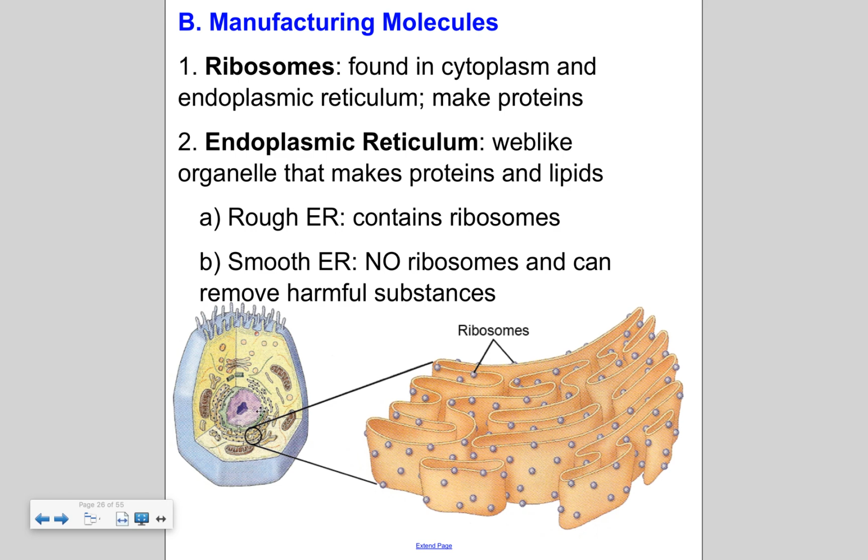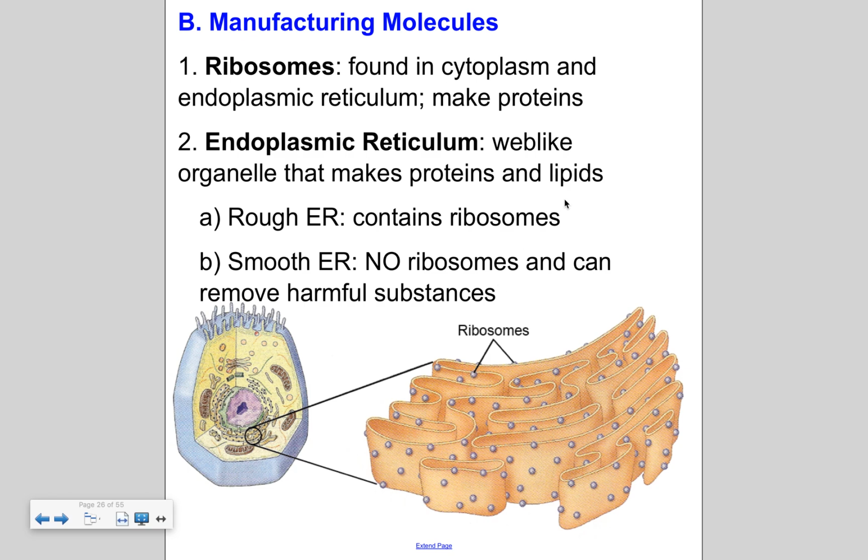They can also be found on the endoplasmic reticulum. So you see these tiny little dots. If I zoom in on this, you see these dots. Those are ribosomes, and their main job is to make proteins. Okay. Now, the endoplasmic reticulum lies just outside the nucleus. It's a web-like organelle. It makes proteins because it has ribosomes, but it can also make lipids.